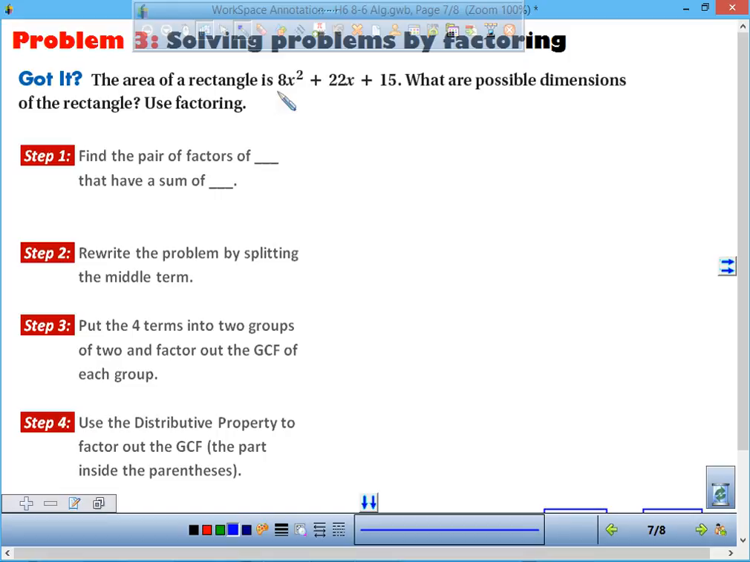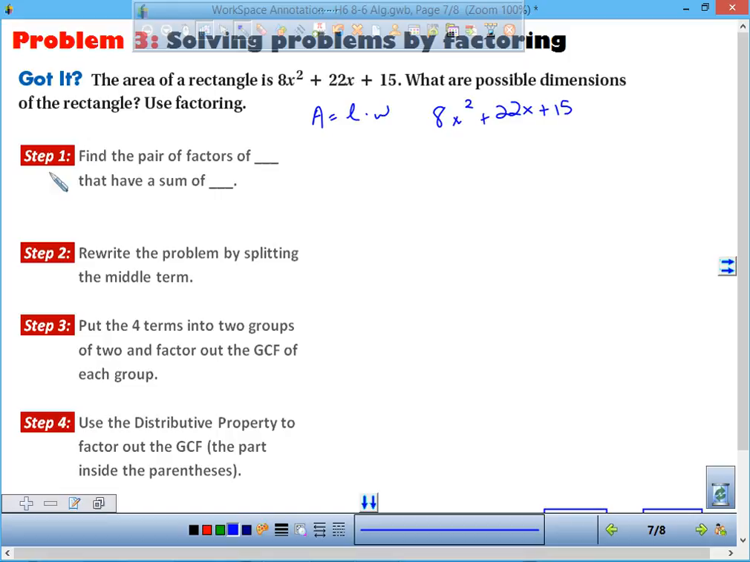Okay, the area of a rectangle is 8x squared plus 22x plus 15. What are the possible dimensions? When you think about the area of a rectangle, it's the length times the width. So we have to find the length and the width. That's going to be two binomials, a binomial for the length and a binomial for the width. Okay? So I have 8x squared plus 22x plus 15.